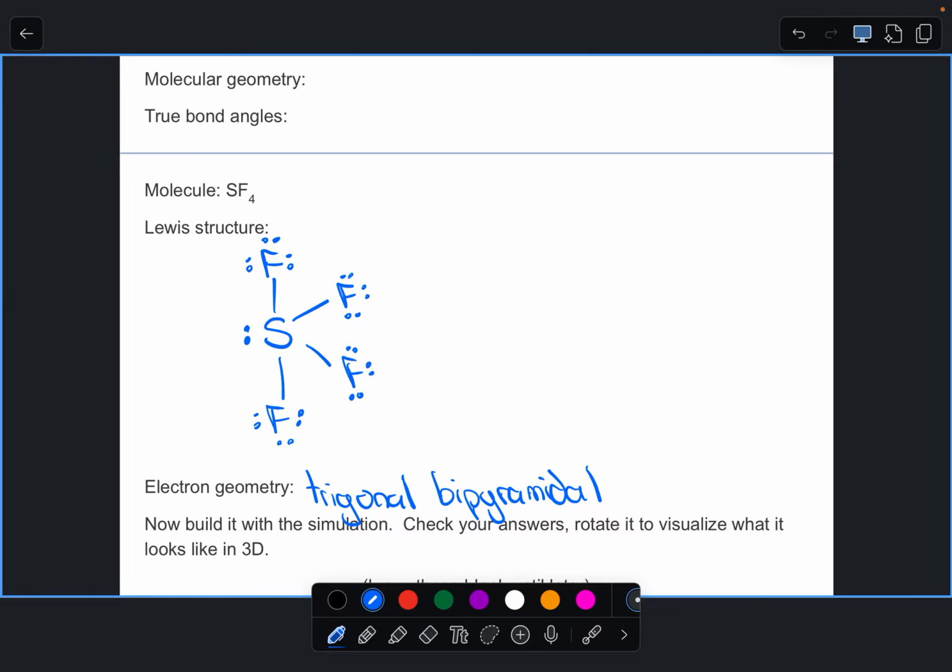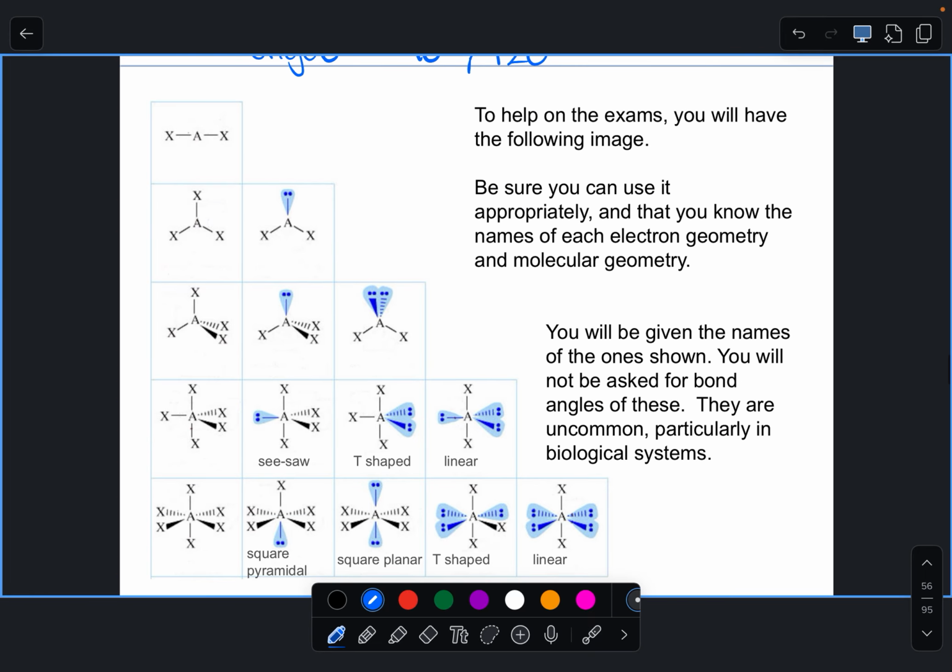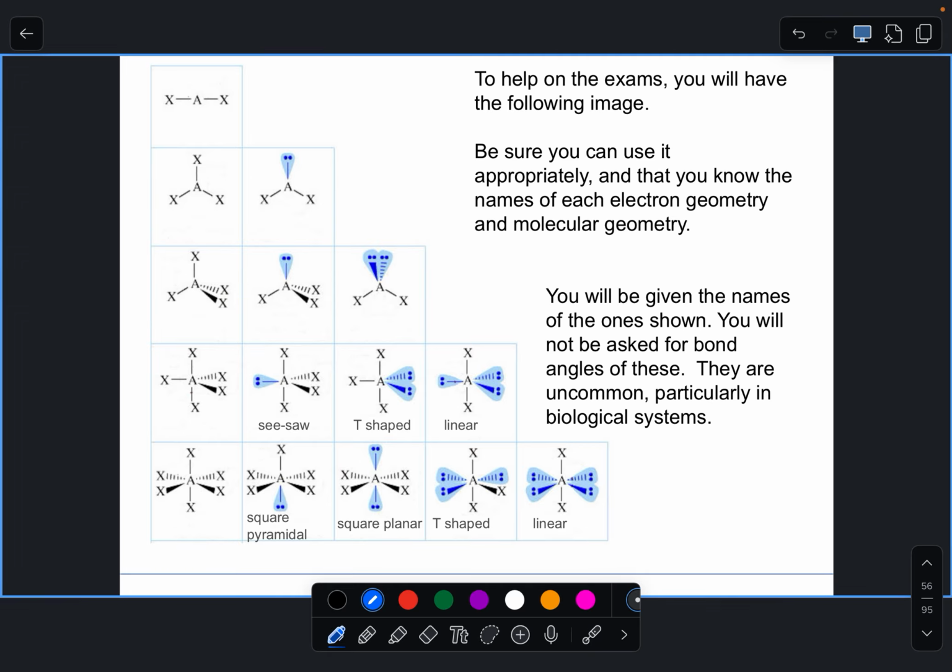Okay, so SF4 has the 4 fluorines, but it also has a lone pair. So this is like our first variation on trigonal bipyramidal. Now, before we look at it, I want to show you guys the chart that you're going to have on the exam equation sheet. So if you scroll down past that blank slide, it's right here.